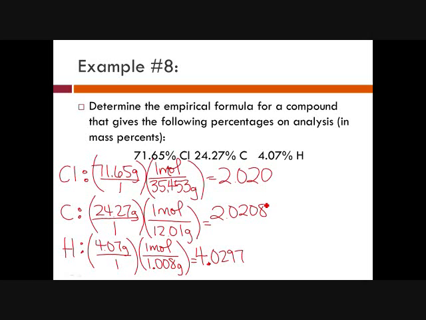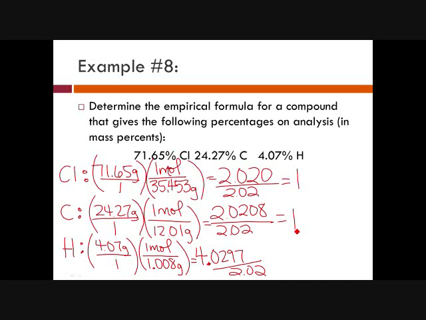The next step is divide by smallest. At this point, you look at the numbers you have, and what's the smallest number? 2.02, right? So we're going to divide all 3 numbers by 2.02. Now, we need to round it to whole. So 2.02 divided by 2.02 is going to be 1, right? And is the carbon also going to be 1? Yep, because we have to round it to whole. And what about the hydrogen? What's that going to be?